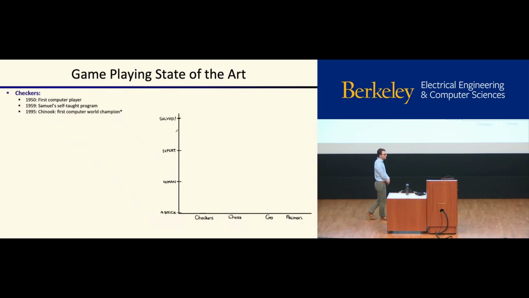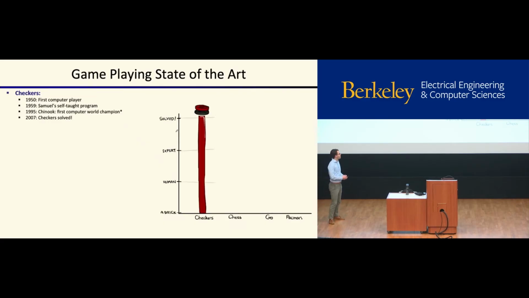So unclear, but in 2007, we went on to take that program, Chinook, and use it to completely solve checkers. What solving a game means is that if both sides play perfectly, we know who's going to win from the start. And so checkers is now solved, has been since 2007.